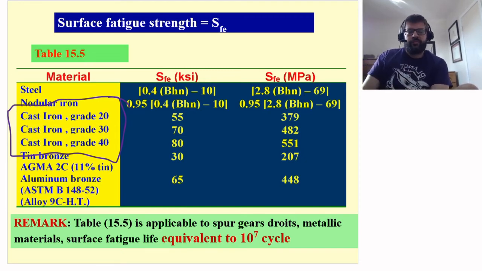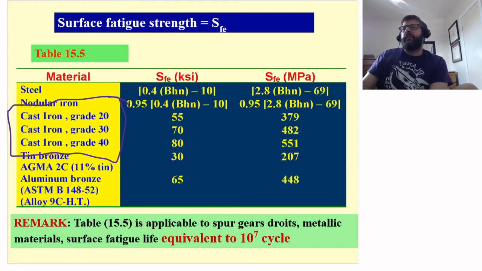But you got localized hardness at the surface that doesn't make its way into the core of the gear, but it's harder on the surface, so it's going to resist its surface. It's going to have a higher surface fatigue strength.